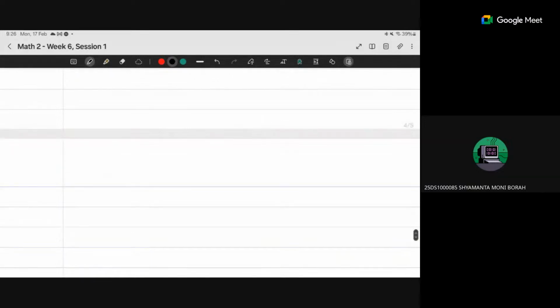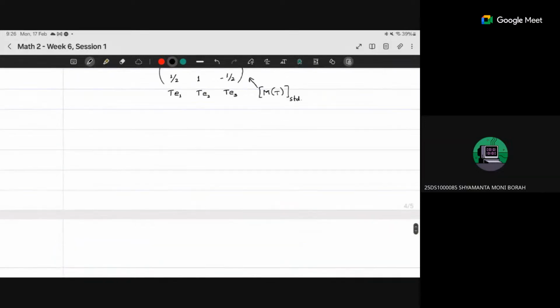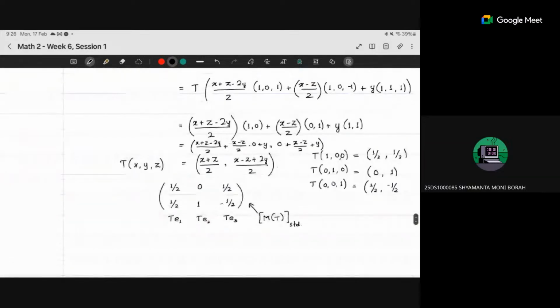Would you mind explaining this once again, please? This last part, this matrix of the transformation? Yes. So are you okay until this point? Yeah, till this point I'm fine. Now you got the transformation, right? Now I want to compute the matrix of the transformation.